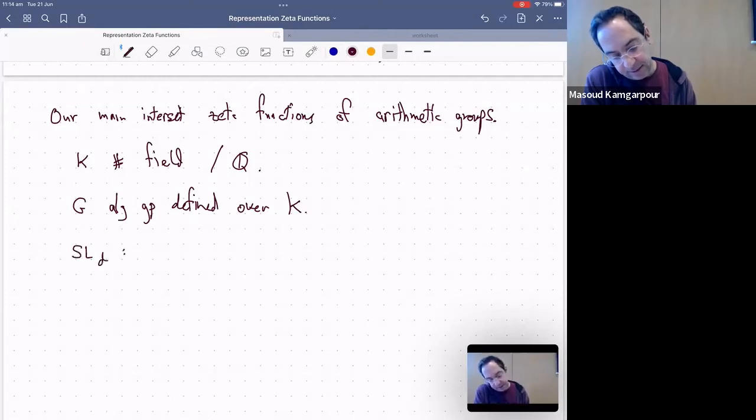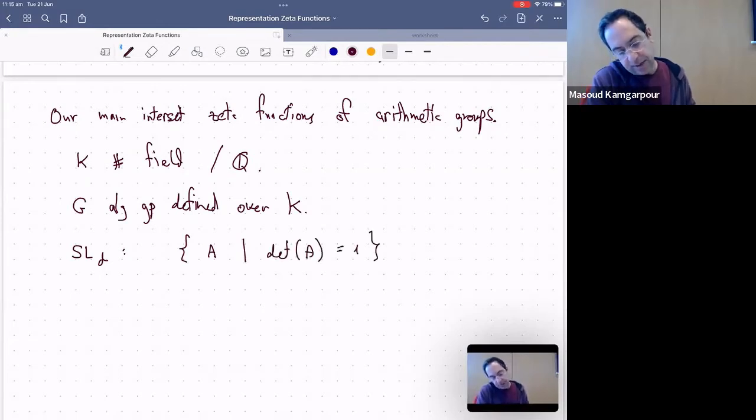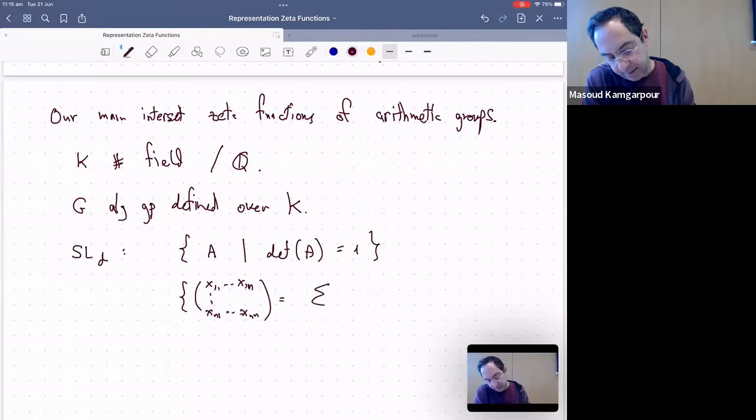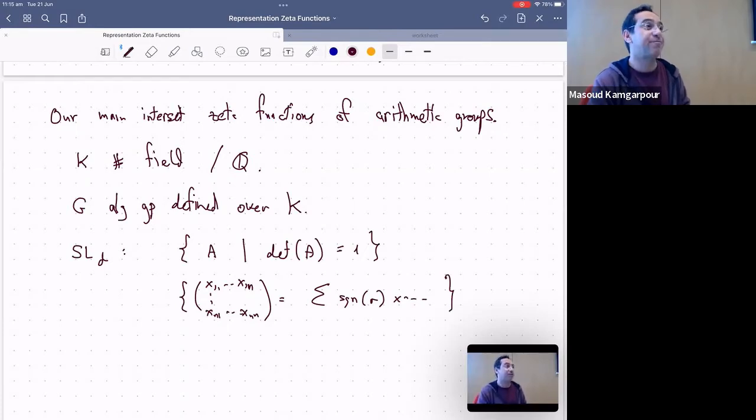So what is SL_n? These are all the matrices A such that the determinant of A is 1. Let me make it slightly more concrete: these are all elements x11 up to x1n, xn1, up to xnn, such that the sum over permutations of the sign of the permutation times the product of the x's equals 1. We don't need this, but there is a formula, and this formula is defined over Z. When you write the determinant, you only use plus and minus 1. No square root of 2, nothing fancy, just plus and minus 1.